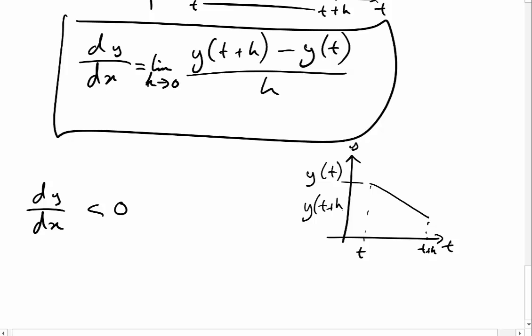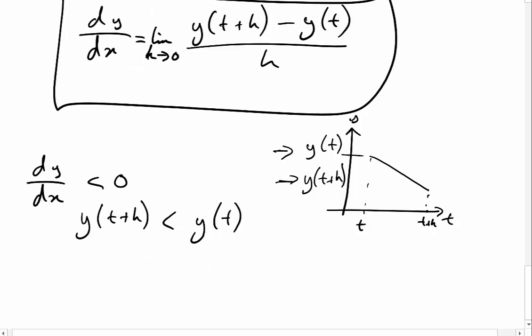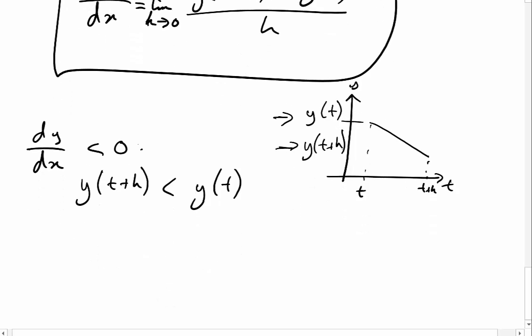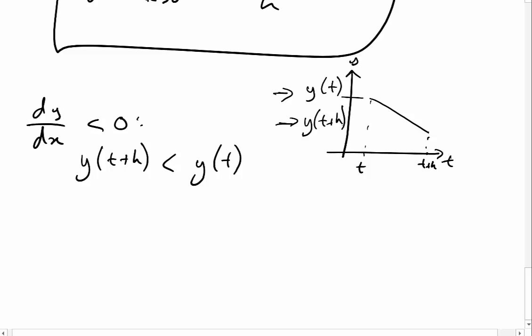So what does that mean? It means that y of t plus h has got to be less than y of t. In other words, y of t plus h has got to be below y of t if it's going to be a downwards, negative gradient. The y value at t plus h has got to be less than the y value at t.